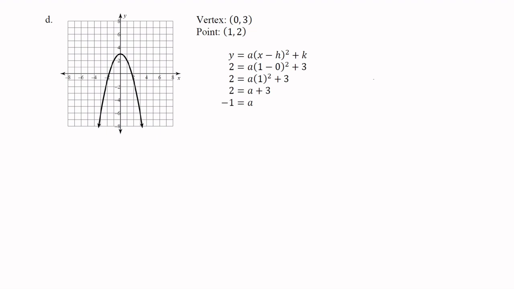For D here, we are going to get our vertex and another point, and then we are going to plug everything in like we've done before. Solve for A to get A equals -1. And then plug in your A, h, and k to get your final result, -x squared plus 3. That is the function or the equation for that graph.